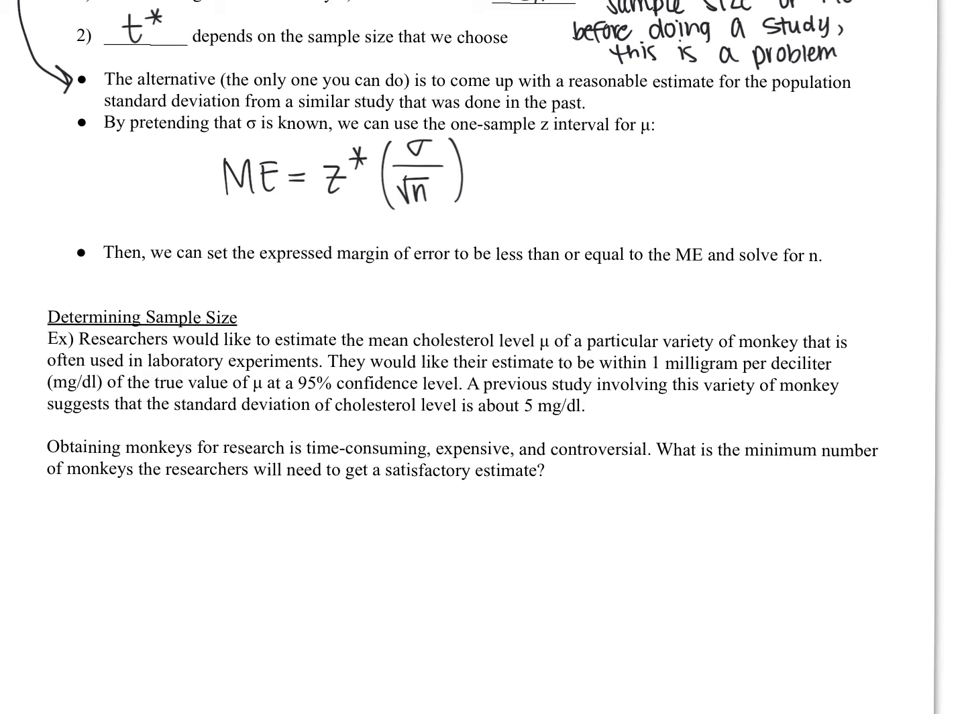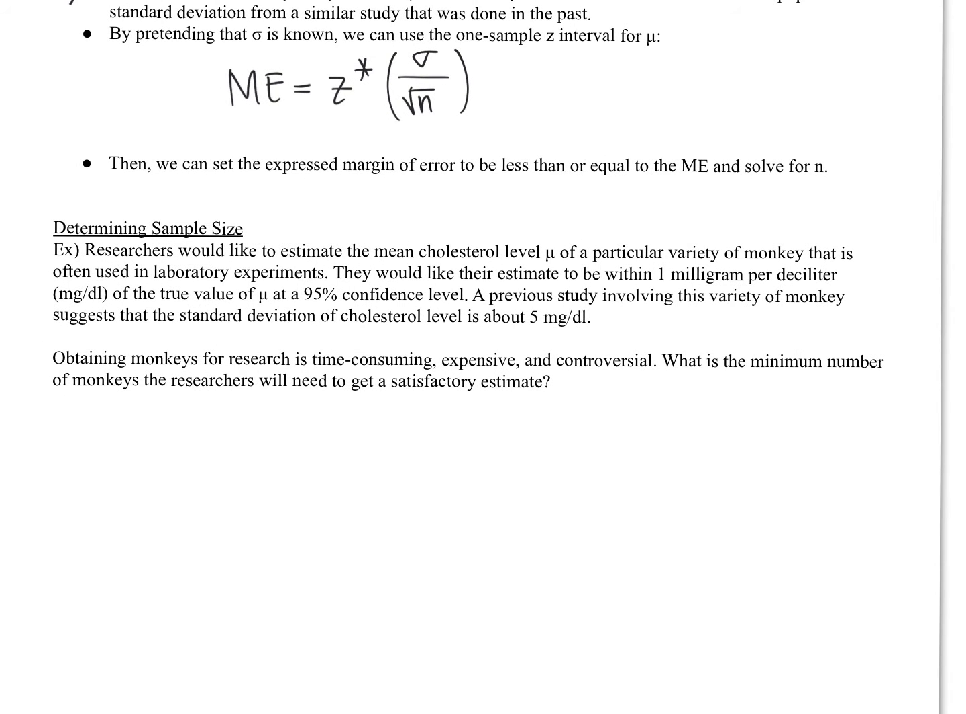So in our example, we want to estimate the mean cholesterol level of a particular variety of monkey that is often used in laboratory experiments. They would like their estimate to be within 1 milligram per deciliter of the true value of the mean at a 95% confidence level. A previous study involving this variety of monkeys suggests that the standard deviation of cholesterol level is about 5 milligrams per deciliter. Obtaining monkeys for research is time-consuming, expensive, and controversial. What is the minimum number of monkeys the researchers will need to get a satisfactory estimate?